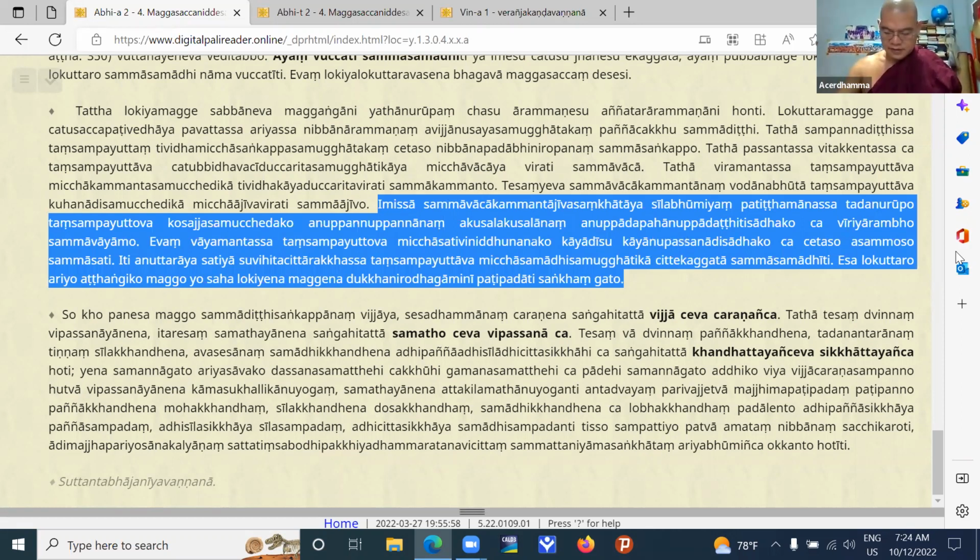Then it means samma vaca, samma kammanta, samma ajiva. What is so called samma vaca, samma kammanta, samma ajiva? Standing on sila land, sila bhumi, with a mind established, conformity to that, arising associated with samma vaca, samma kammanta, samma ajiva.